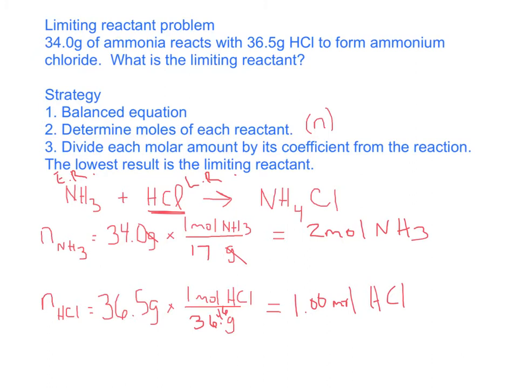So let's say we had 2 HCl up here instead. That'd be 1 divided by 2 equals a half. That would still make it the limiting reactant. But you can't forget to put in your coefficients. So you're supposed to divide, and you're right, I kind of jumped ahead there.